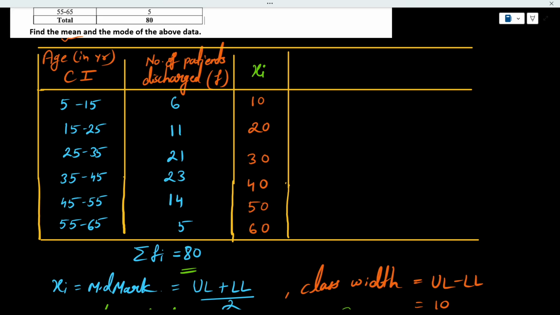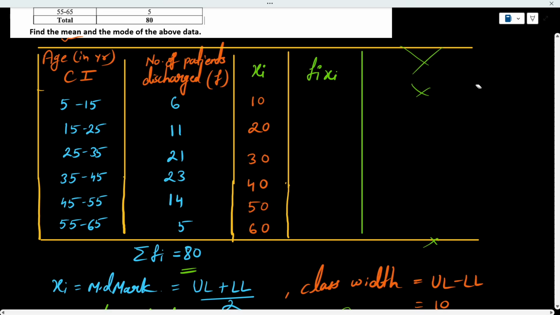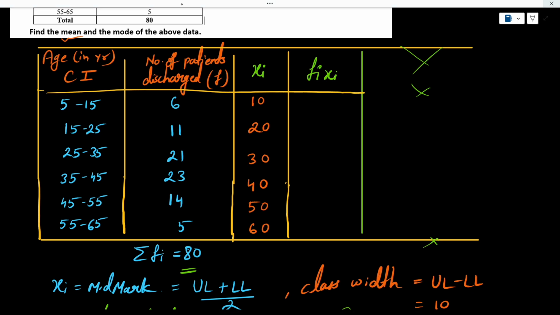So what is this here? fi xi, right? I need one more column here which will have this value, and this part we don't need then, right? We don't require this part. Then how are we going to do it? Just multiply here. 10 into 6 is going to be here. If I take it here it will get erased, so I will just leave it till here, right?